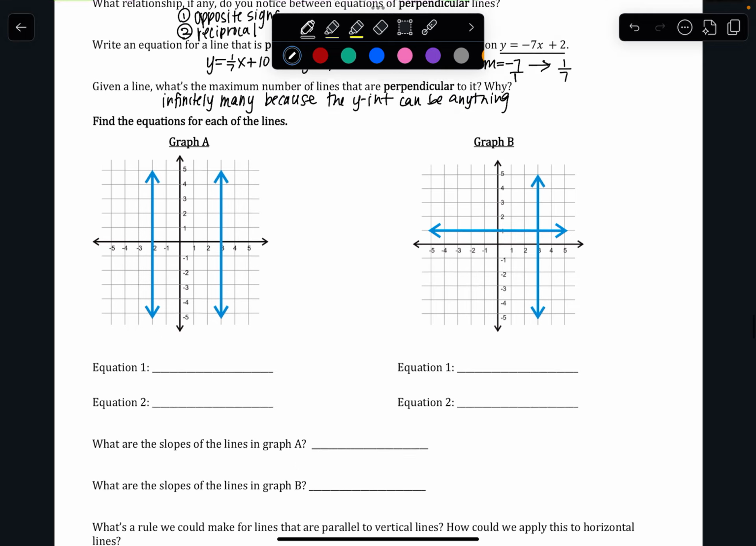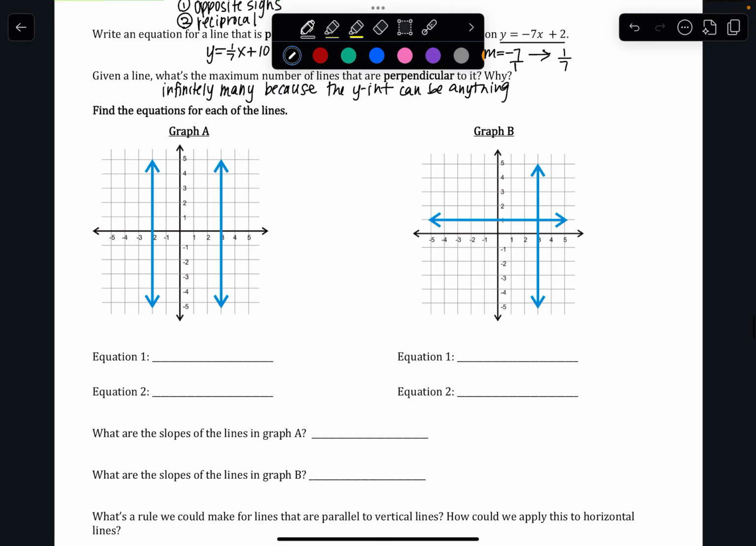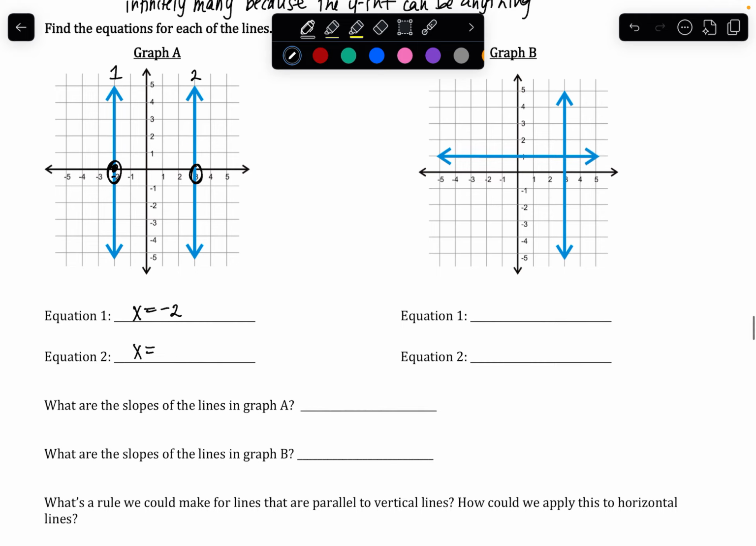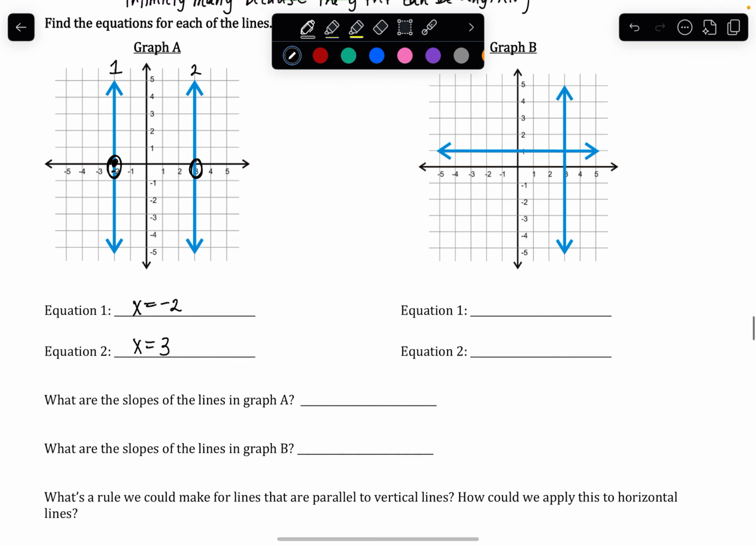All right, so next we're going to talk about vertical and horizontal lines, which are pretty easy. Looking at graph A, I will call this equation 1, equation 2. Both of these are vertical lines, and remember, vertical lines have x equals equations because they cross the x-axis. Equation 1 is crossing the x-axis at -2, so x equals -2 is that equation. X equals 3 is equation 2.